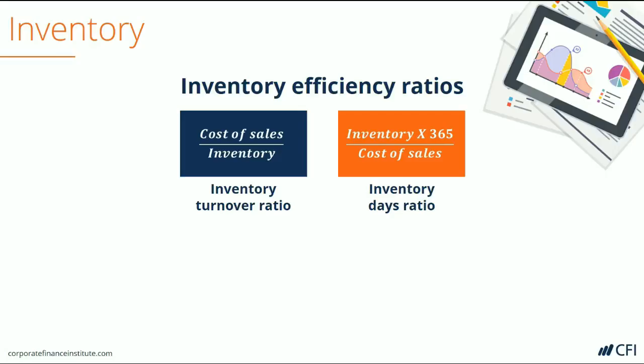A low inventory days ratio means there is a low number of days that the company keeps its inventory on the balance sheet before selling it. For example, a figure of 10 on the inventory days ratio would mean that the company on average sells all of its inventory within 10 days.